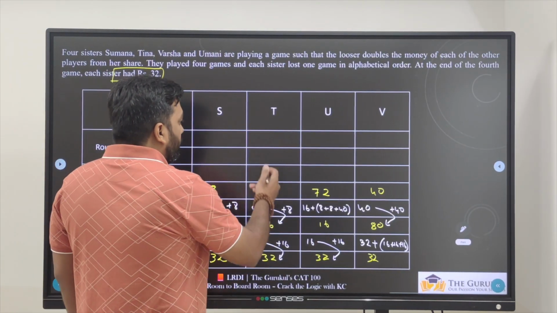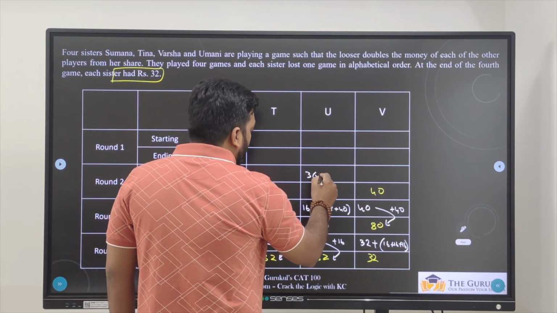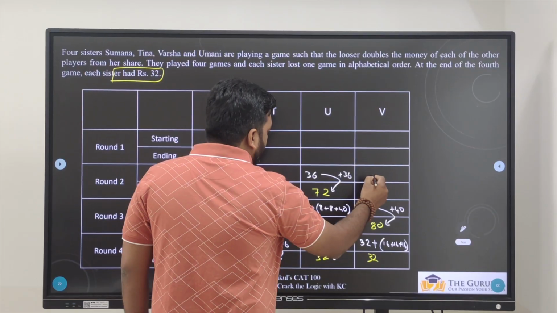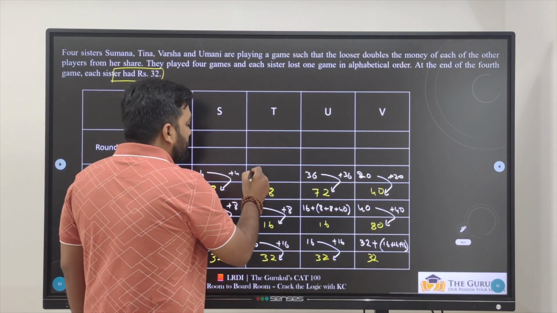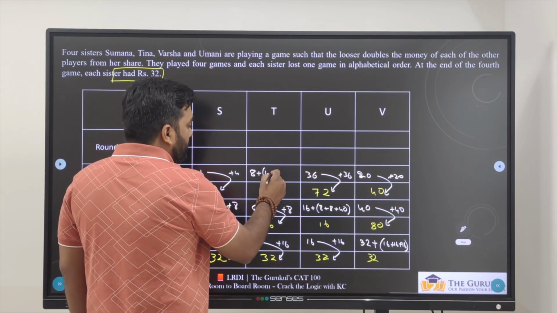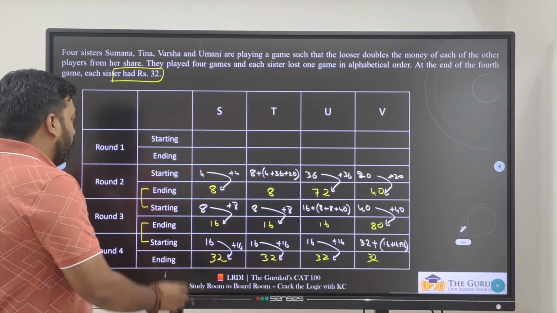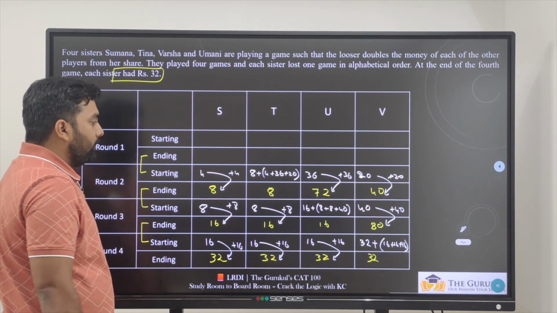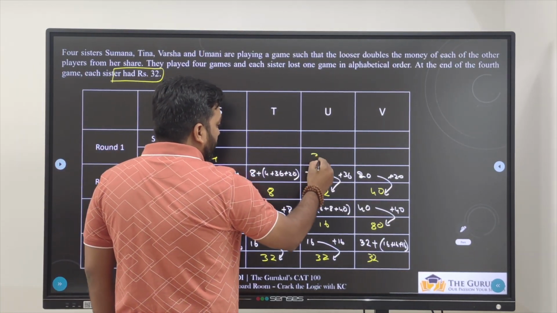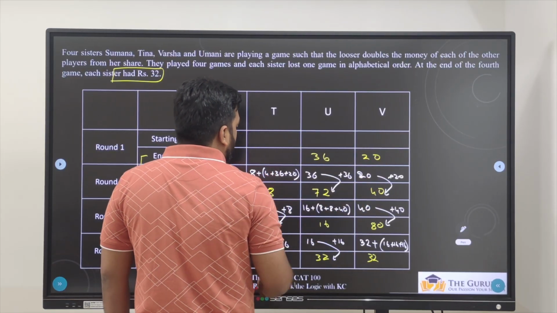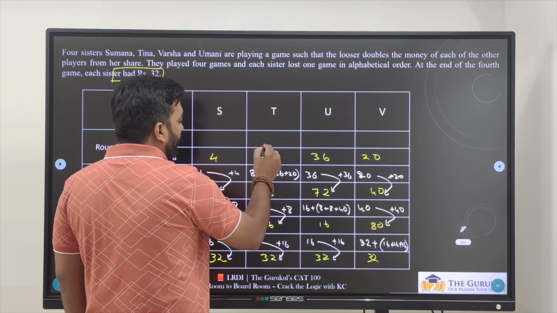Okay, now T should lose. So T doubled the amount over here, doubled the amount over here, and doubled the amount over here, which means T might have had 8 plus 4 plus 36 plus 20 rupees initially. I already know this ending and this starting both are equal. So this should be 4 rupees, 36 rupees, 20 rupees, and this will be 36 plus 4, 40, 50, 60, 68 rupees.